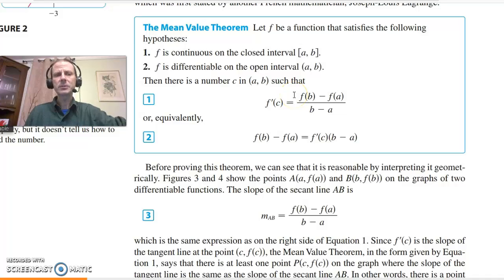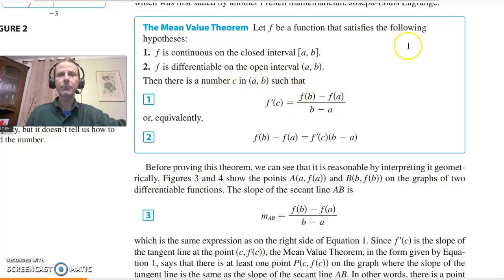Once you see it geometrically, what the theorem is saying becomes a lot clearer. This f of b minus f of a over b minus a can be considered a difference in y values over a difference in x values. In other words, this is the slope of the line segment from the point (a, f of a) to the point (b, f of b). We call that a secant line. And f prime of c is the slope of the tangent line.